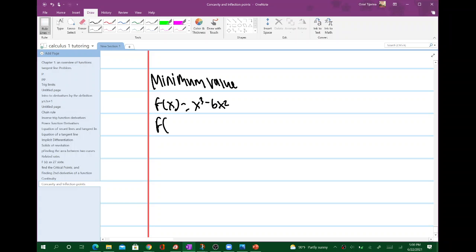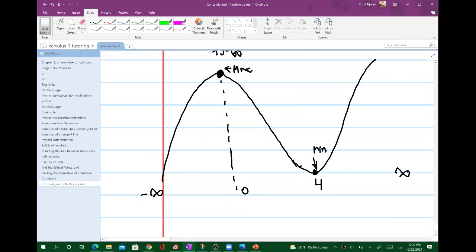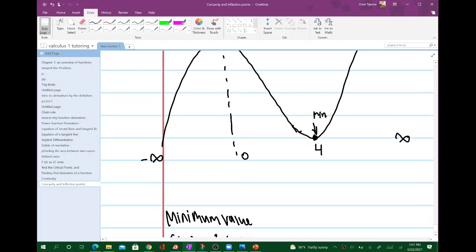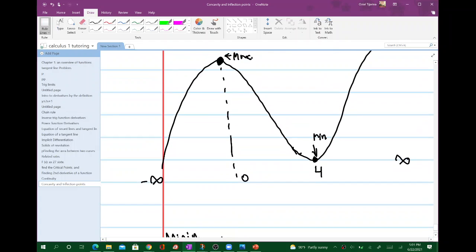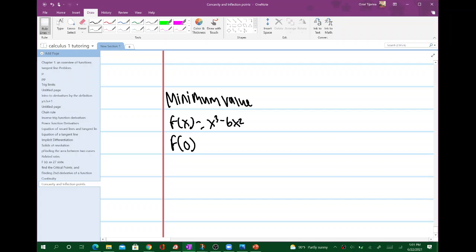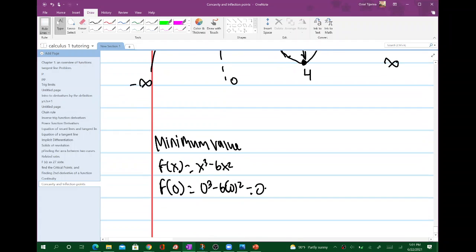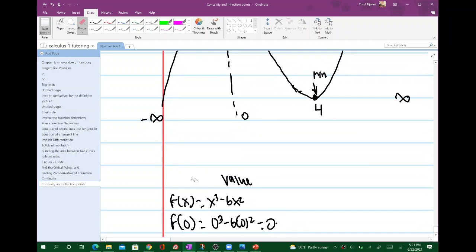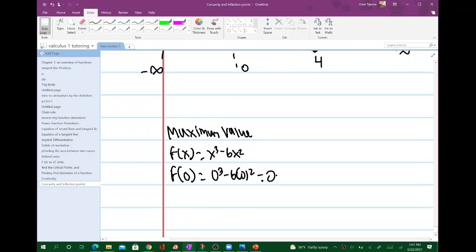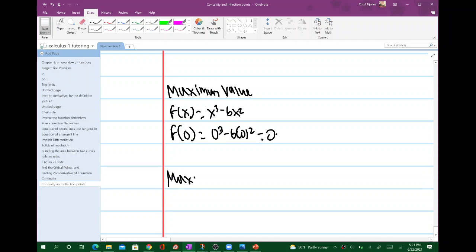So basically f of 0 will be, obviously, 0, because we have 0 cubed minus 6 times 0 squared, which is equal to 0. So the minimum value, or I'm sorry, the maximum value, I'm going to say the maximum value because that's where the maximum value occurs.